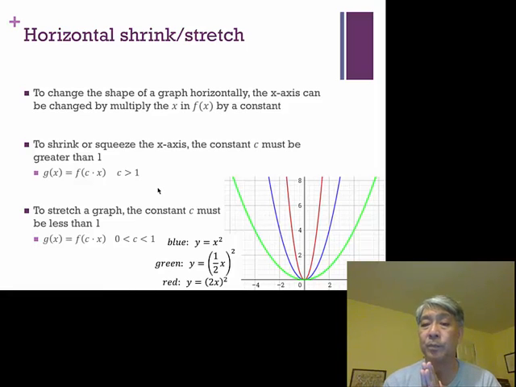constant 2. To stretch the graph, or to get the green one, the constant c must be less than 1. That way I stretch it out. C can't be 0 because then I end up with nothing. If c is 1, it's kind of pointless because I end up with my original function. And we're sticking with the values of c being positive.